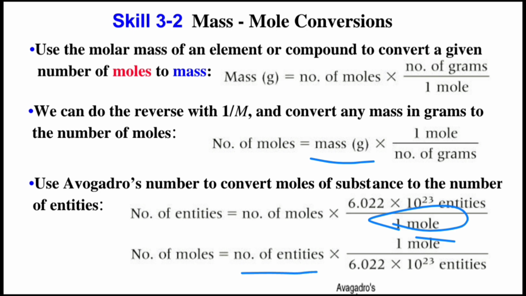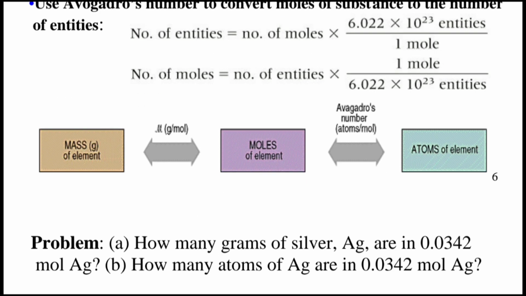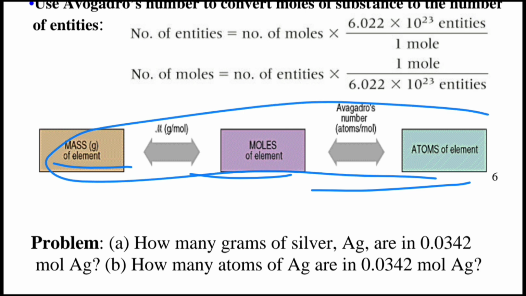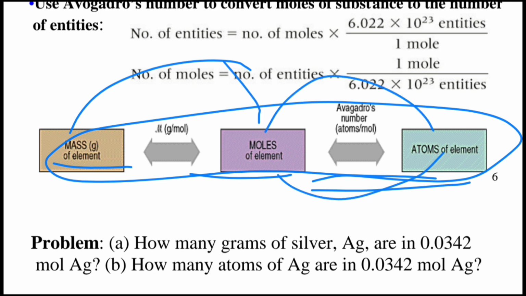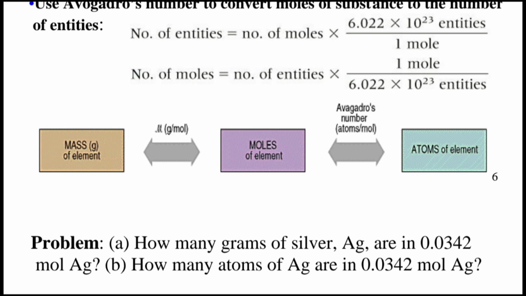Okay, write these down. We can convert mass of an element to moles and into atoms of the element, and we can convert these three into each other. First we convert mass to moles and then to atoms. From atoms, we convert into moles and then into mass.